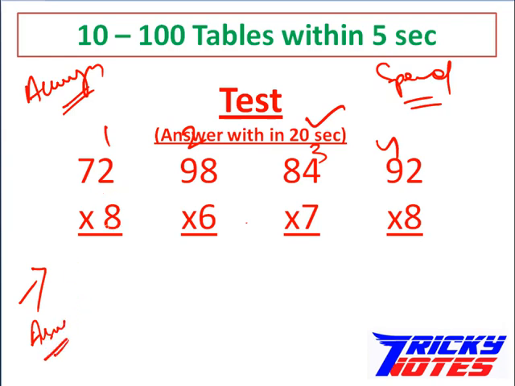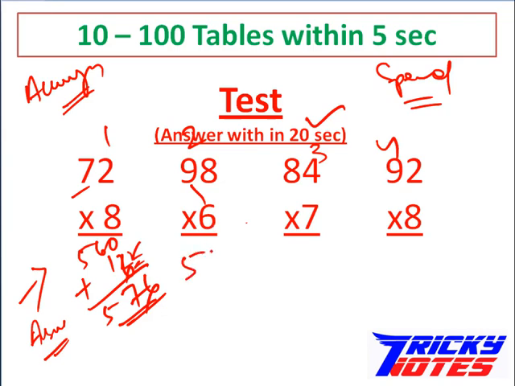Now this is 72 into 8. So that is 560 plus 16, 8 into 2 is 16. As I told you, if you are very fast, you may make these kinds of mistakes. So concentrate on accuracy. Now 98 into 6. 9 into 6 is 54, so this is 540 plus 48, 588.